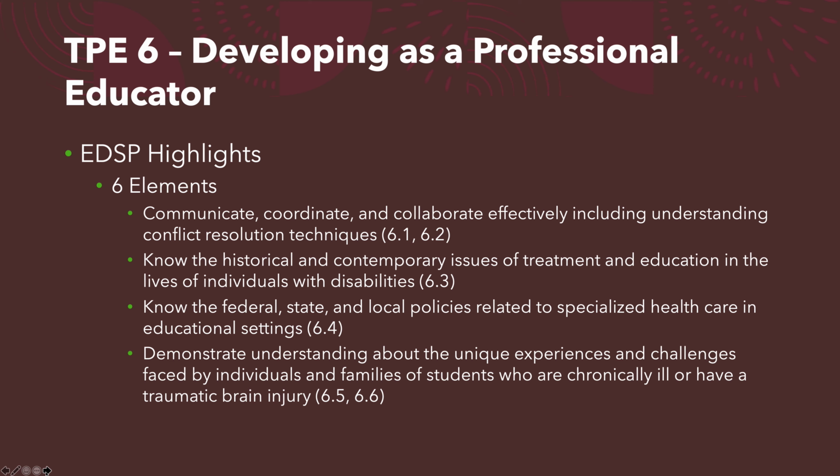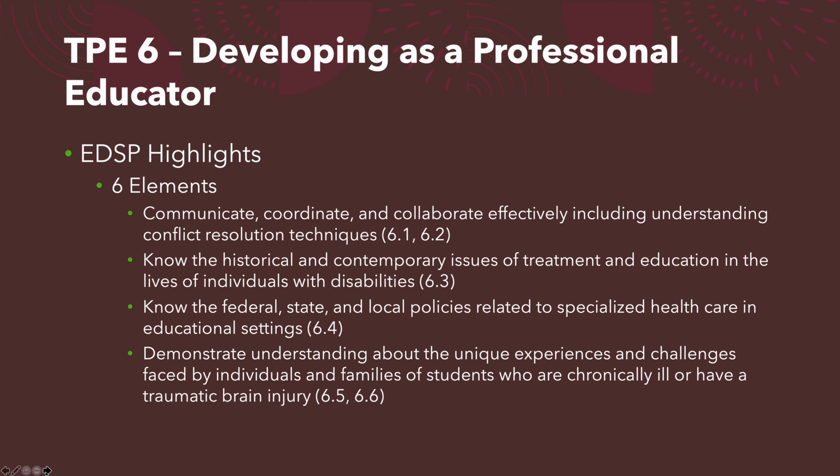TPE 6, Developing as a Professional Educator. This TPE is comprised of 6 elements which include effective communication and collaboration with parents and other service providers, including paraprofessionals, understanding conflict resolution techniques, knowing federal, state, and local policies as well as the historical and contemporary issues of treatment and education for persons with disabilities, and recognizing the unique experiences and challenges faced by individuals and families of students who are chronically ill or have a traumatic brain injury.